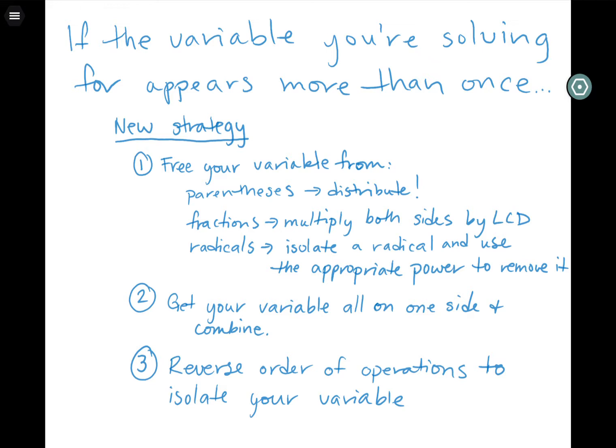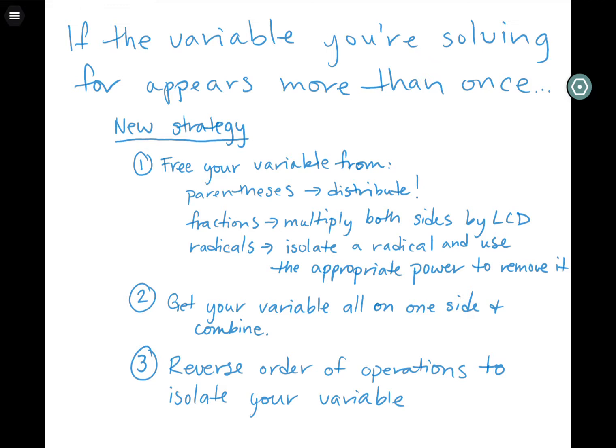The steps to get down to one variable can be fairly messy depending on how much mess is in your equation. So to give us a general strategy for when it shows up more than once, the first thing we need to do is free our variable up from any mess that it might be trapped in. If your variable is trapped in parentheses, generally you're going to distribute. That might be case by case, maybe there's a power or something, but distributing is often a good way to deal with that. If your variable is stuck in a fraction, we're going to get rid of the fractions right off the bat by multiplying both sides by the LCD.